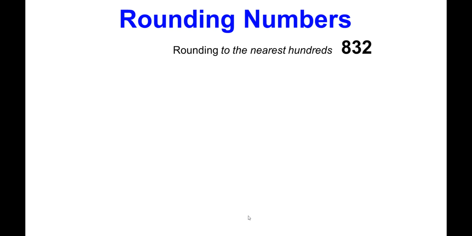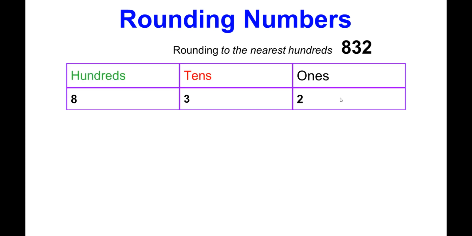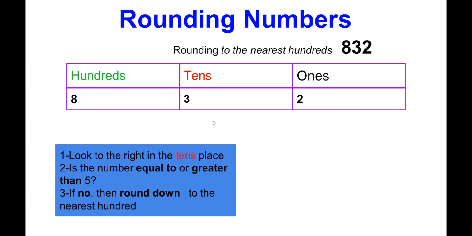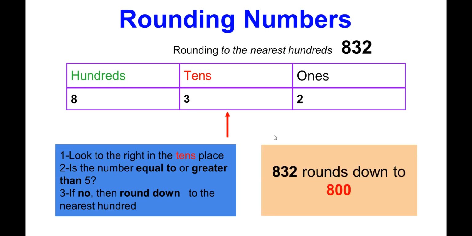If we look at another example, rounding to the nearest hundred, 832, I put each digit in its place value. So I take a look at my tens. Is this number 3 greater than or equal to 5? It isn't, so I'm going to round down to 800.